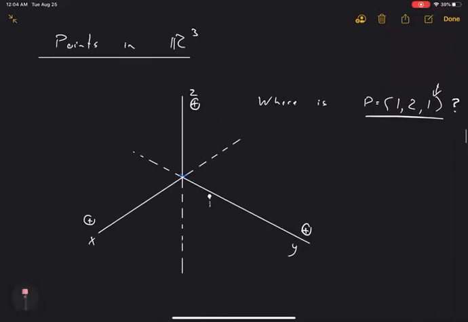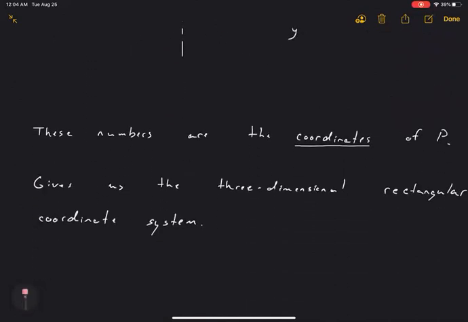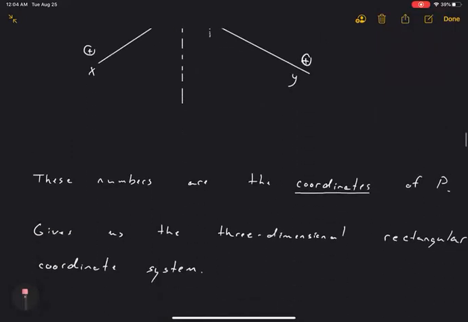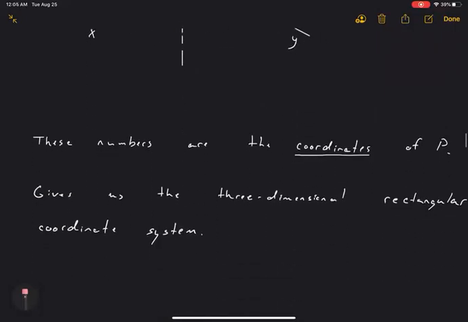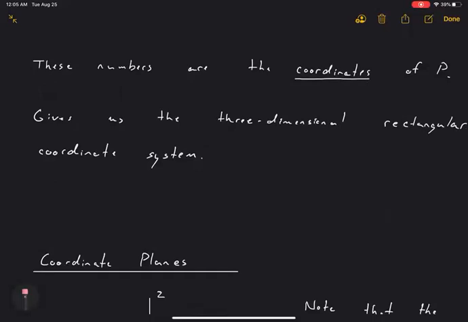These numbers here we call the coordinates: the x coordinate, y coordinate, z coordinate, and so on. And this system is the 3-dimensional rectangular coordinate system. When we had a 2-dimensional plane, and we said this was x and this was y, these are Cartesian coordinates, also known as rectangular coordinates.